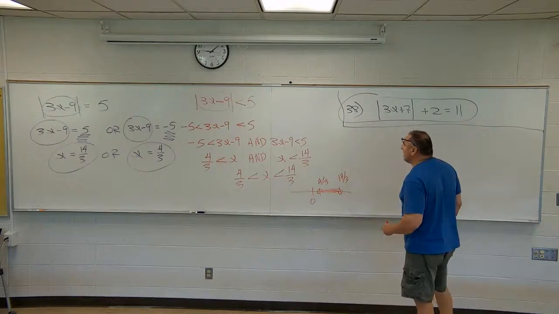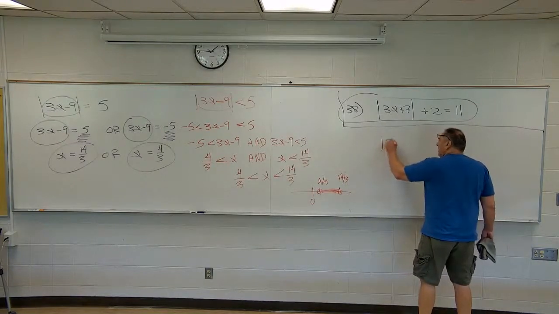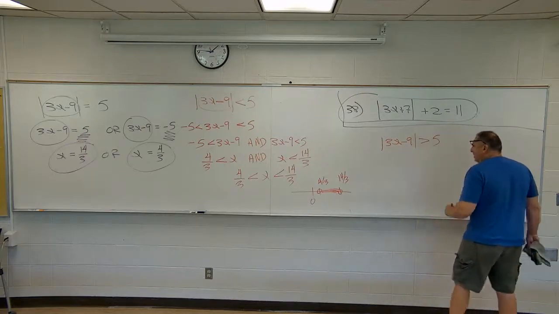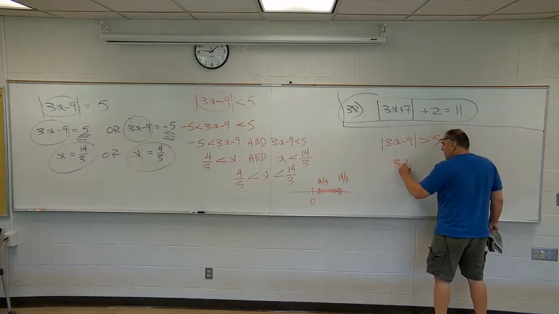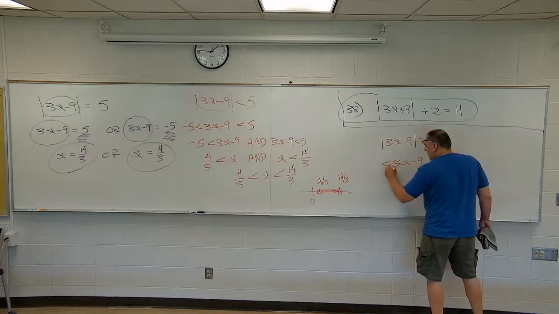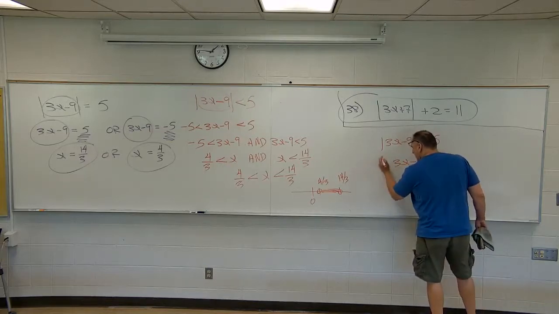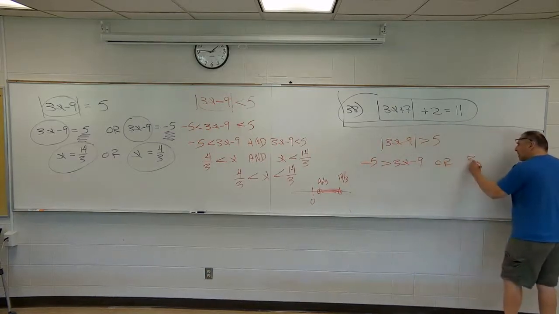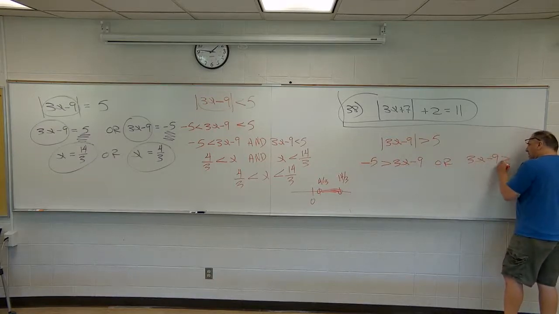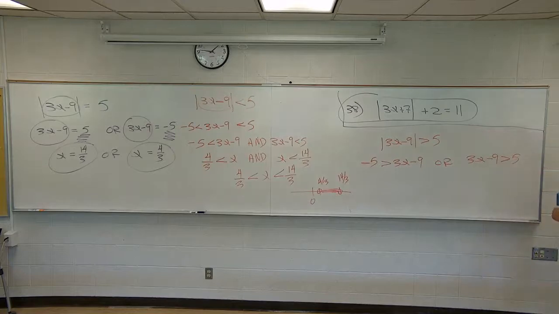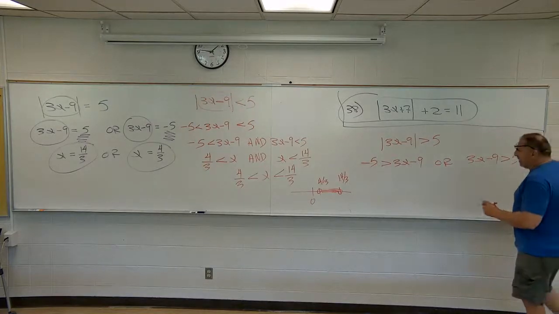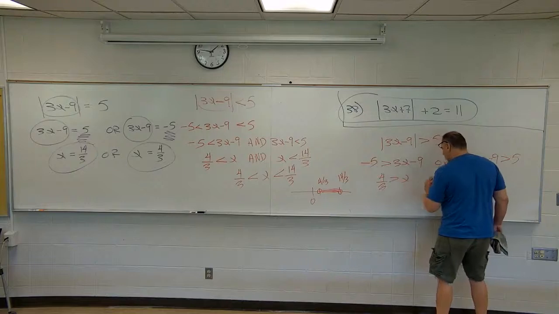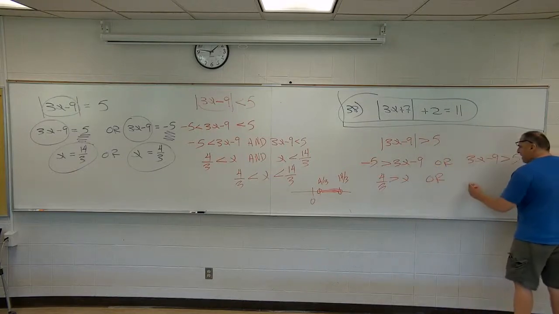What if they had this? Well, we did this one too. Didn't we say that it was going to be 3x minus 9 is less than negative 5, or 3x minus 9 is bigger than 5? Okay? See what we can do here. Let me add 9 on each side, divide by 3. It's starting to sound like a broken record, I guess. Add 9 on each side, divide by 3.